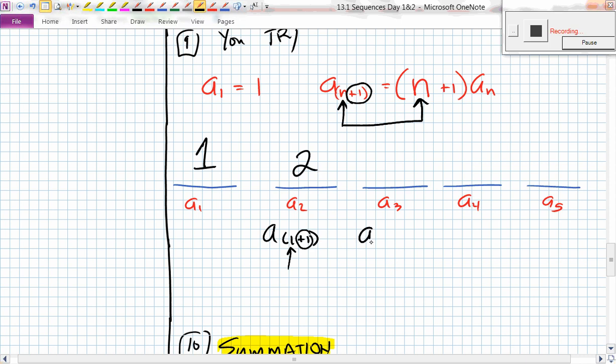This is the same thing as a sub 2 plus 1. Remember, I'm trying to match that part, right? So the n in this case would be a 2. 2 plus 1, and then times the previous term, which happens to be 2, so the answer would be a 6. Is that how you did it, Olivia? Okay, well, is that how you did it?